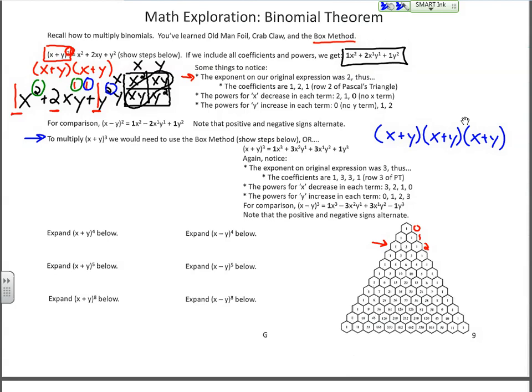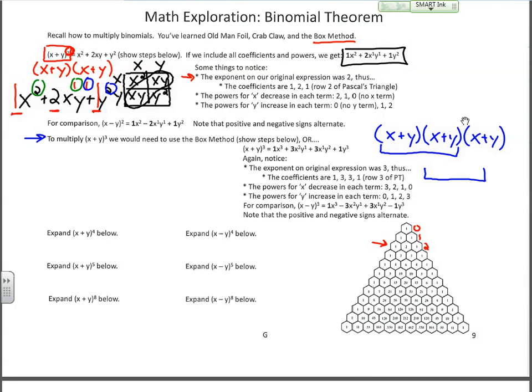You need to do the box method to multiply these two binomials first, and then take that product and use the box method again to multiply that by another x plus y. It's a lot of work. And it looks like I need to show the steps below for that. That's lame. Why did I say that?